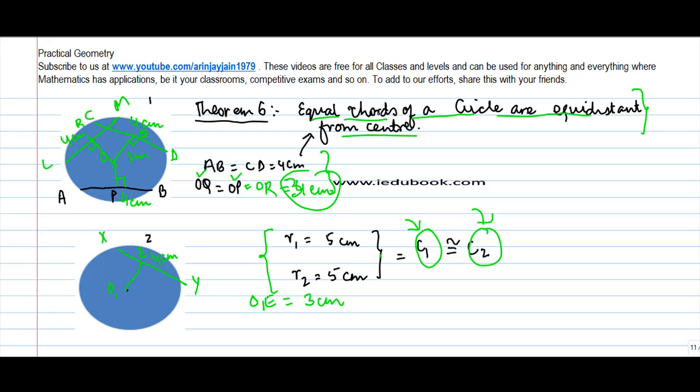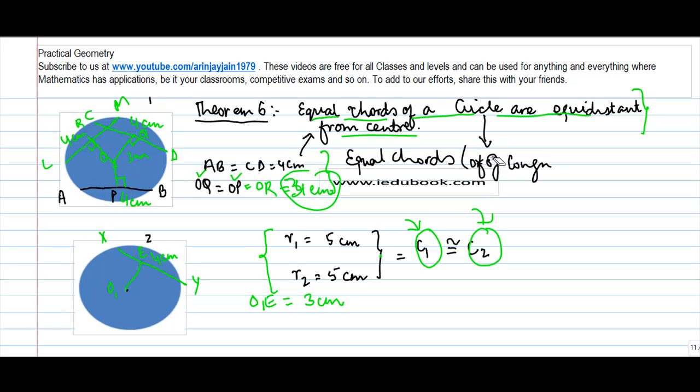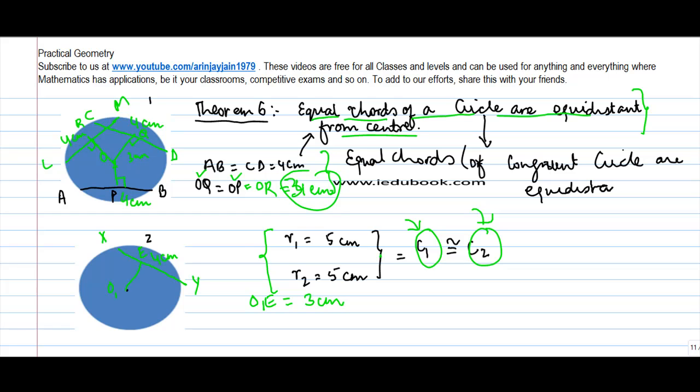So we expand this theorem to say that equal chords of a circle, or of congruent circles, are equidistant from center.